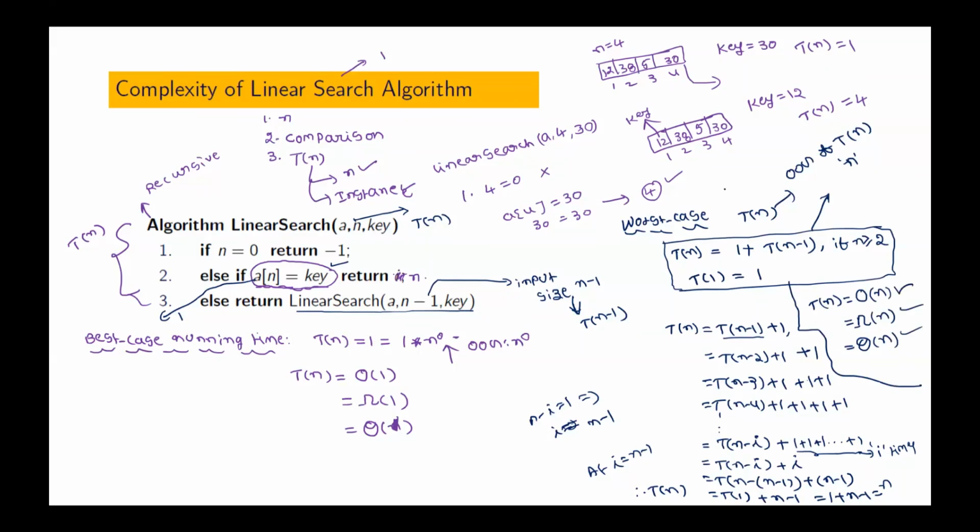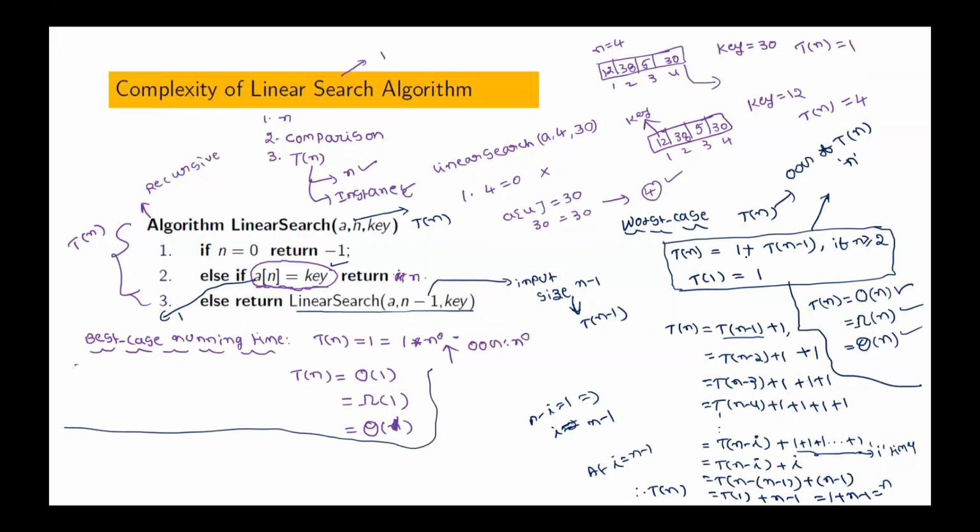So this is the recurrence for the worst case running time. Even if you calculate this for n equal to 0, this is also one operation. Then what is the recurrence for the worst case running time?